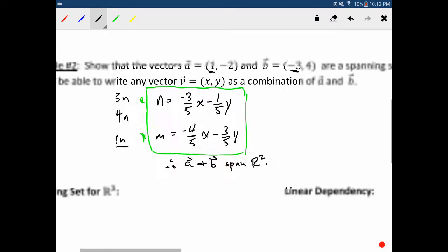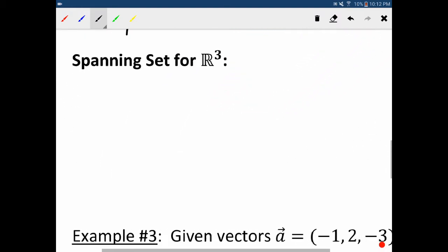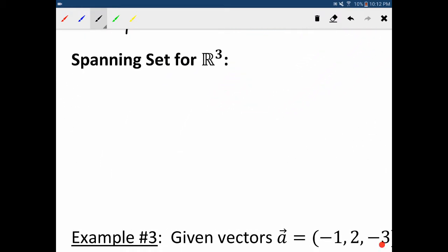Okay, so let's take a little look here at R3. Of course, there are spanning sets for R3, and we're not really going to get into that right now. What we are going to talk about is how any two non-zero, non-collinear vectors within R3 will span a plane in R3, a two-dimensional plane that exists within R3.